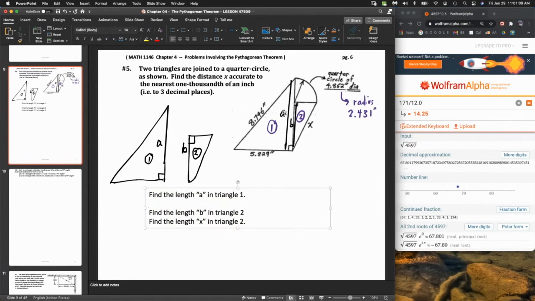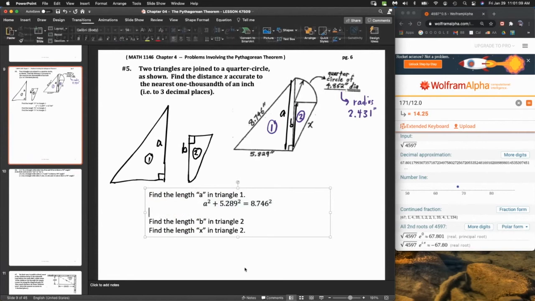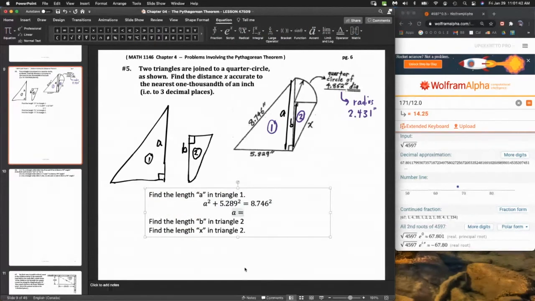On triangle number 1, is A the longest side? No. Good. So that means we have A squared plus 5.289 squared equals 8.746 squared. I'm going to leave that for you to do on your own. You're going to get A is equal to 6.520 inches.